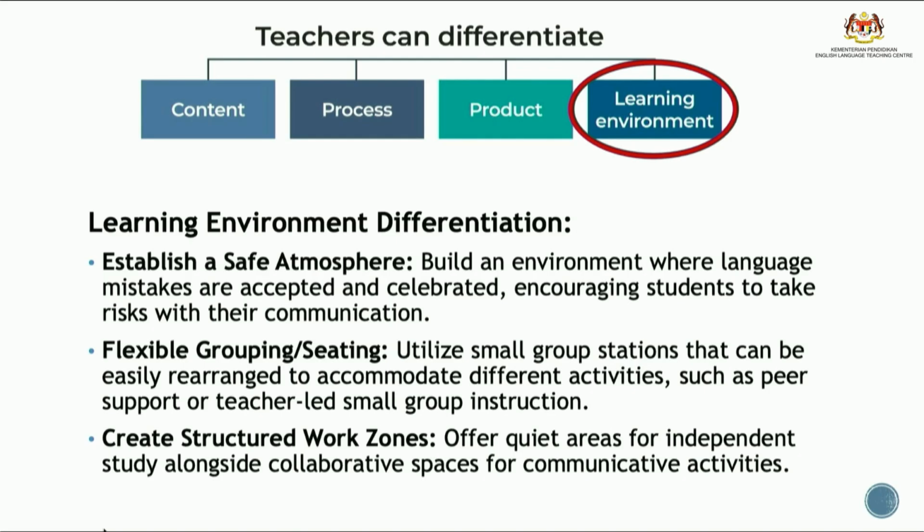Flexible groupings and seatings. So using pair work, group work, being able to move between different groups. And then creating structured work zones. So in one portion of the room, it could just be a quiet place to work independently. In another portion of the room, it could be a place to work collaboratively with your classmates. So not every student has to be doing the same thing in the same space, right? Use the space to meet the different needs.